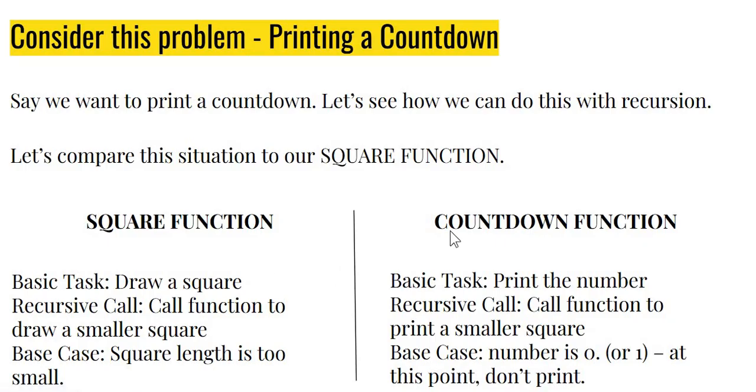Now, if I compare this with the countdown function, the basic task is to print the number. The recursive call is to print a smaller number. So let's say I have a function to print 9. I can say, print for me. The same function can be called to print 8. The same function can be called to print 7, and so on. The base case is, of course, when the number reaches 0 or 1, at which point no recursion happens.